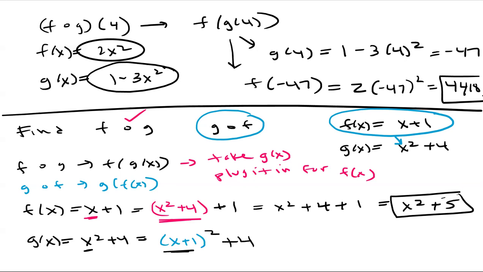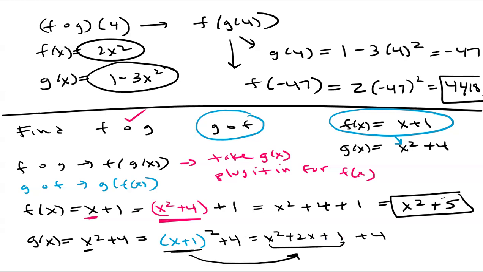Okay. So then I just simplify that. So this is going to be x plus 1 times x plus 1. So that's going to be x squared plus 2x plus 1 when I multiply this out. All right, and then I still got the plus 4. Okay, so again, this here is this. All right. And I just took a shortcut.